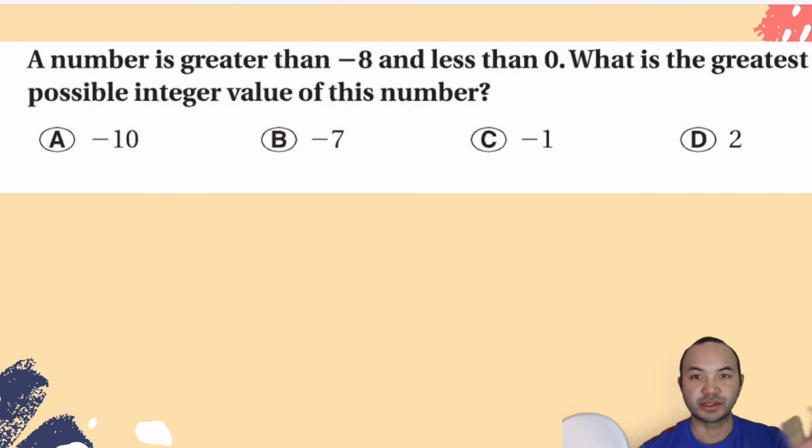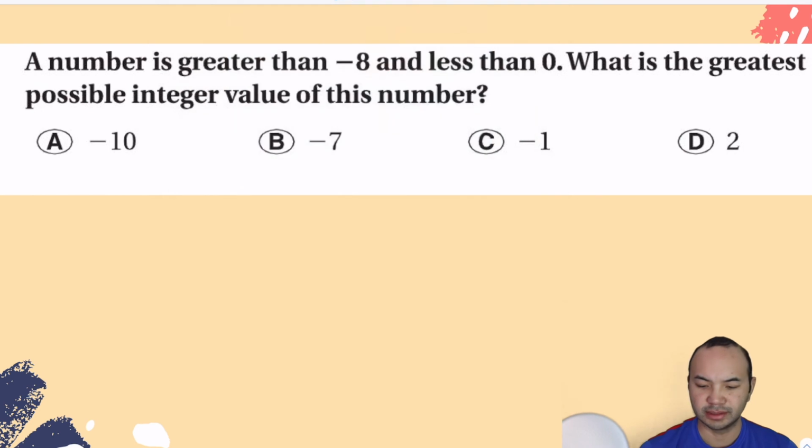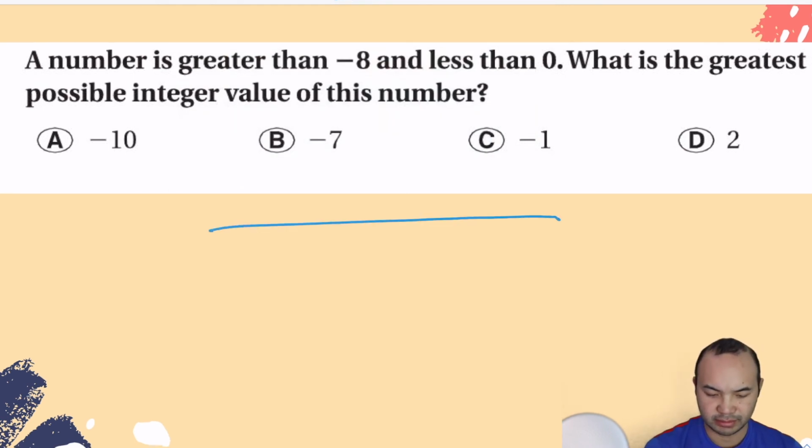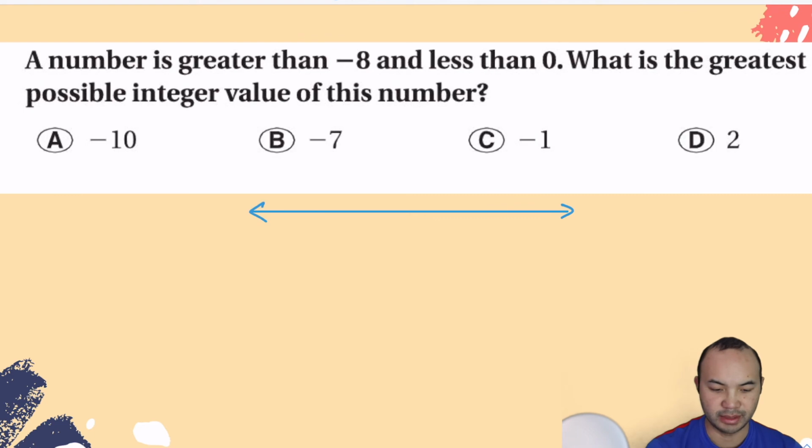And here it says a number is greater than -8 and less than 0. What is the greatest possible integer value of this number? So this can sound a little confusing. A number is greater than -8 and less than 0. So if it does sound kind of complicated, you can make a number line. I'll put 0 here. 1, 2, 3, 4, 5, 6, 7, 8. So -8 is over here.